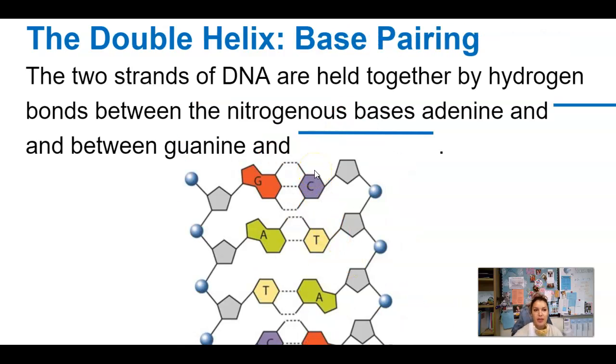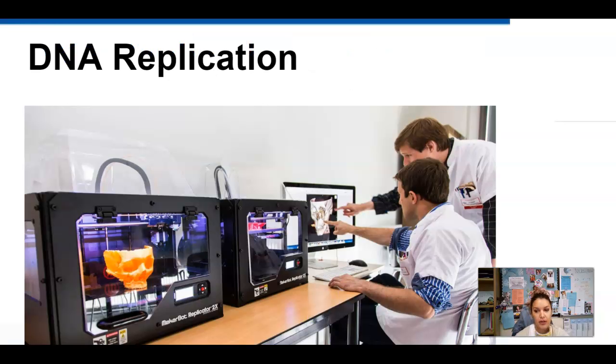So the double helix base pairing: the two strands of DNA are held together by hydrogen bonds between the nitrogenous bases adenine and thymine, and between guanine and cytosine. Memorize those base pairs, guys.